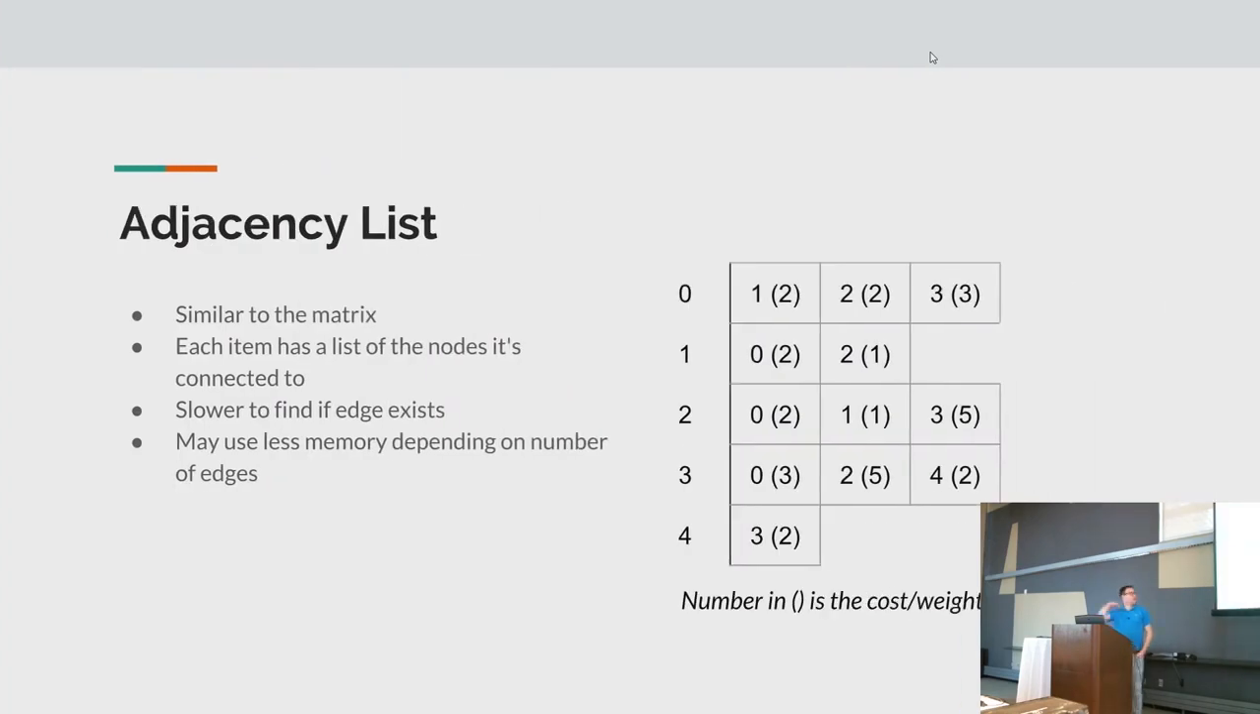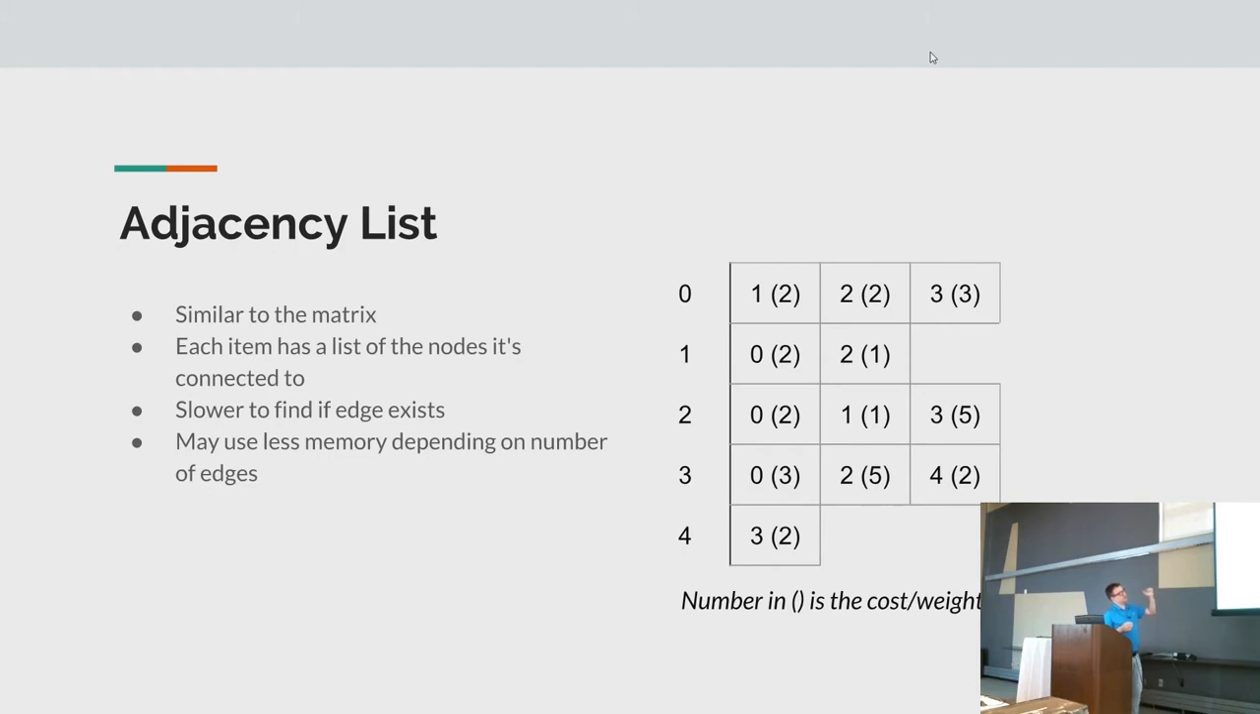Another way you can implement a graph is called an adjacency list. It's somewhat similar to the matrix, but you think of it more as a linked list type implementation. The nodes know what nodes they're connected to, so you basically have this simple road that you can travel down.